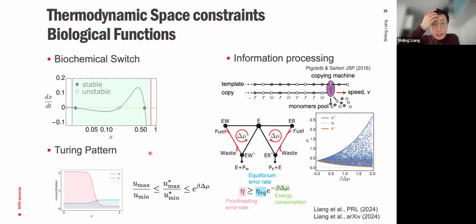So that means we have a quite general framework for chemical reaction systems, as long as they are defined in a thermodynamically consistent way, and we can apply it to different biological functions. There are a few examples I studied in our paper, but there are also a lot of other examples that can be studied using this approach.